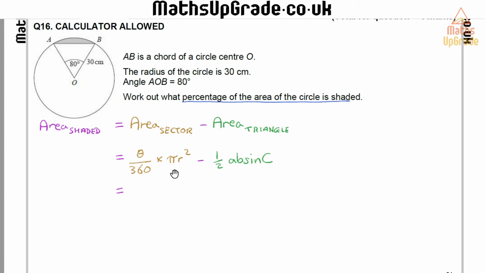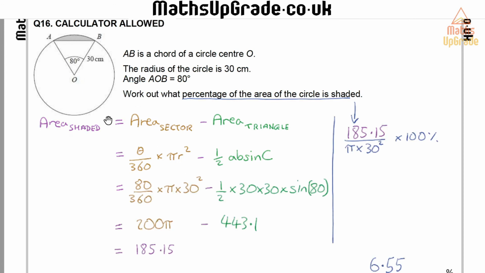The area of the sector is given by this formula here. It's a proportion of the whole circle's area. The proportion is given by 80 over 360 degrees, and that's times by pi r squared. Since the radius is 30, I can work that through and I get 200 pi.